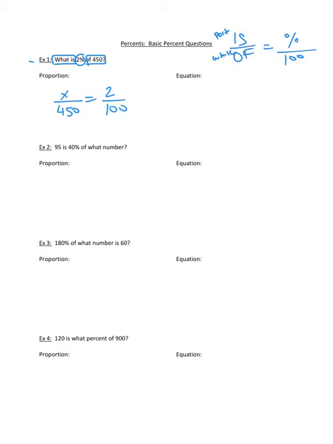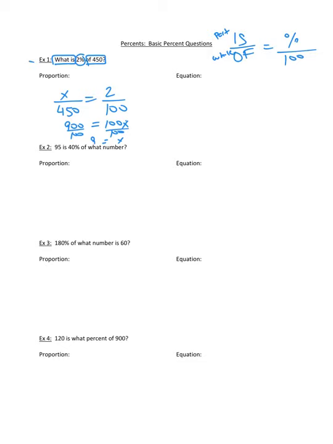So you do 2 times 450, which is 900. X times 100 is 100x. Divide both sides by 100. We've done these before. X equals 9. So if you got 9 out of 450, then that represents 2%.